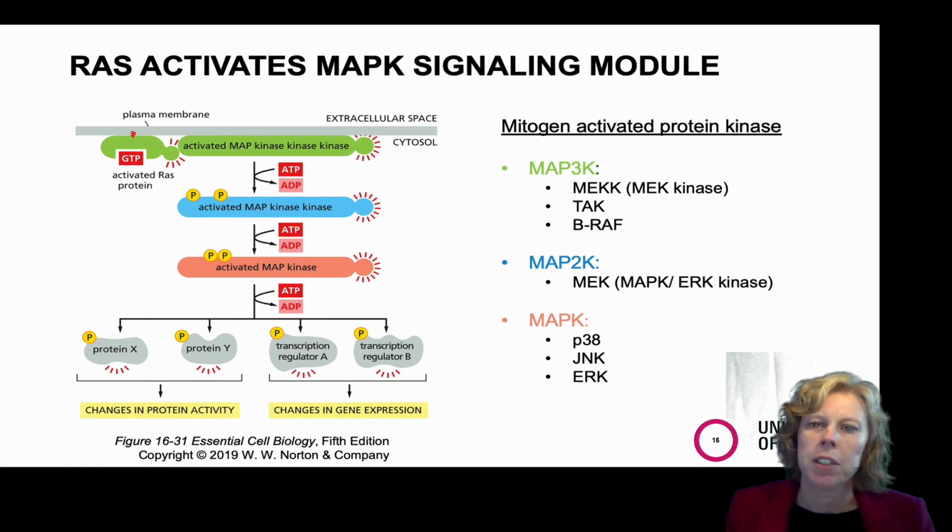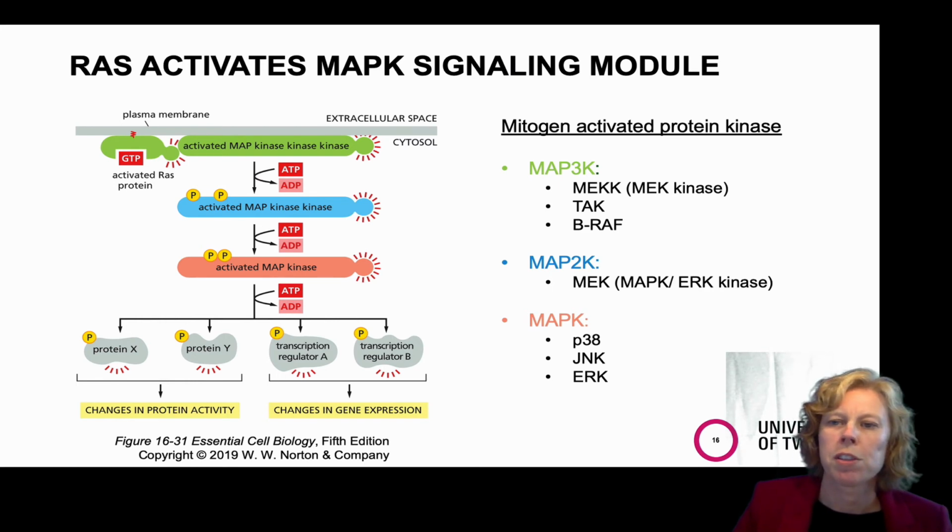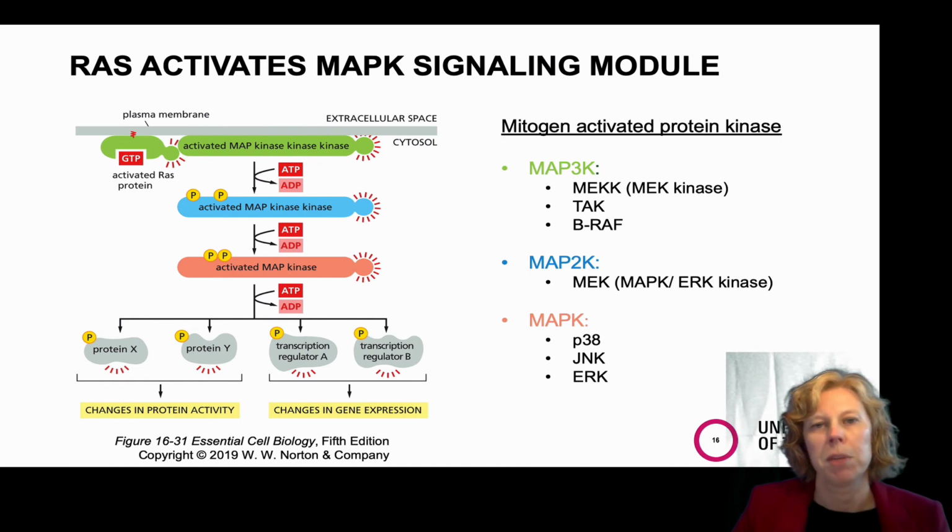MAP kinase pathways are activated by many cellular processes. Examples are cell proliferation, cell growth, and differentiation, but also in DNA repair after stress responses as a result of oxidative stress, UV stress, and inflammation.